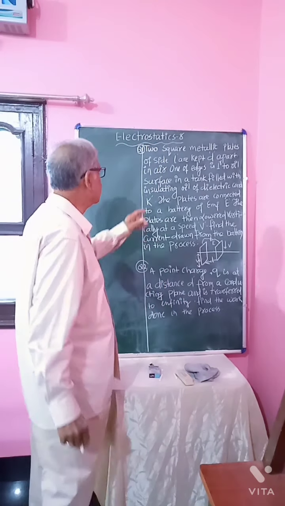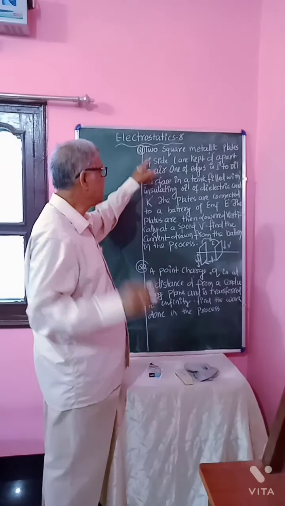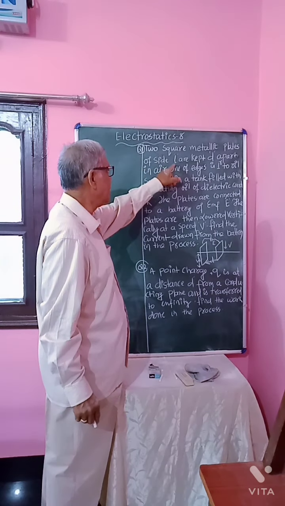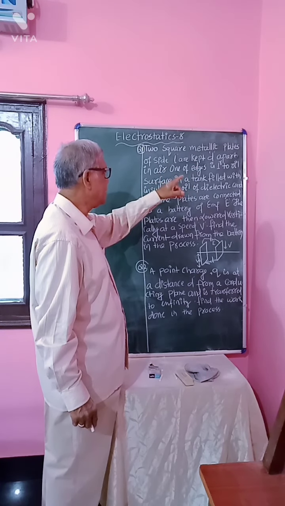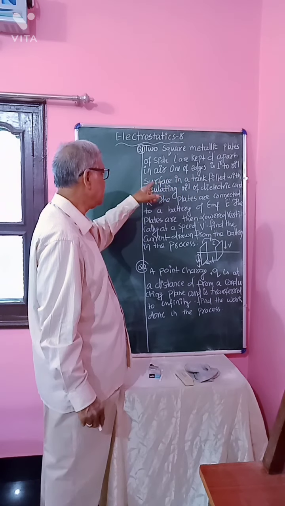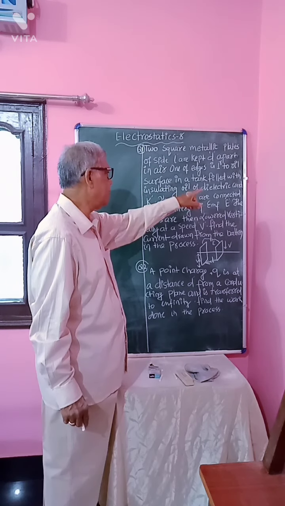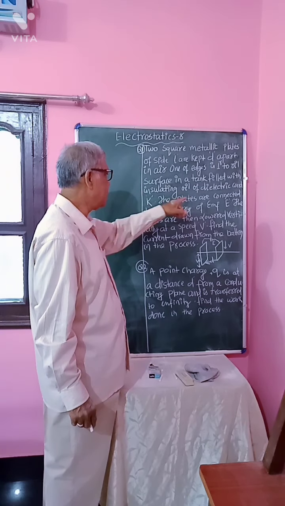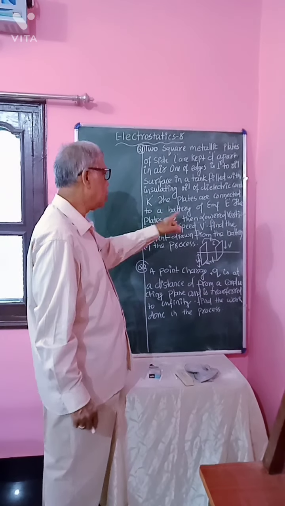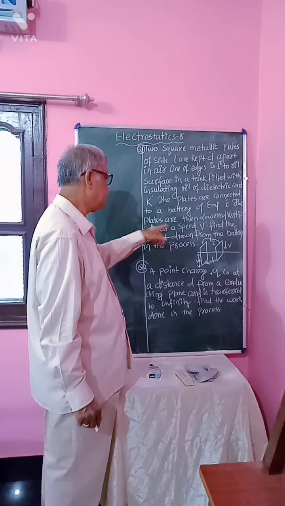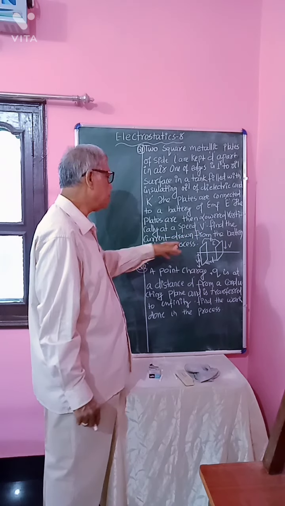Now the question is, first question: two square metallic plates of side L are kept D apart in air. One of the edges is perpendicular to the oil surface in a tank filled with insulating oil of dielectric constant K. The plates are connected to a battery of EMF E. The plates are then lowered vertically at a speed V. Find the current drawn from the battery in the process.